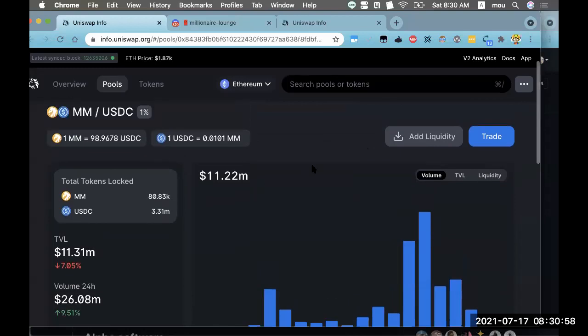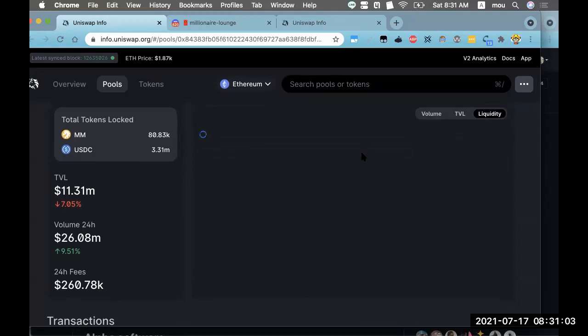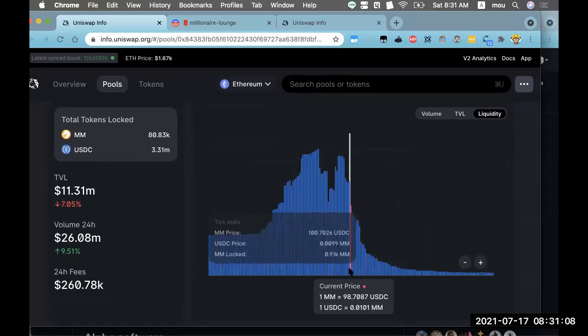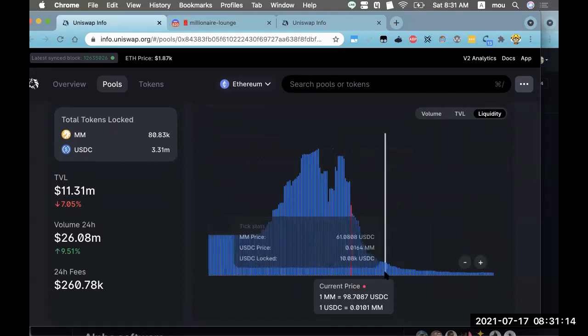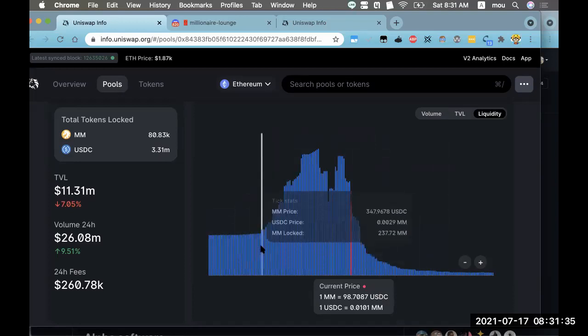If you go to info.uniswap and check the liquidity, you'll see that right now it looks like this. So the red line here is our current price, and the right side means the liquidity pool below the current price, and the left side is liquidity covering higher price ranges, basically. So it's lower to the right and higher to the left.